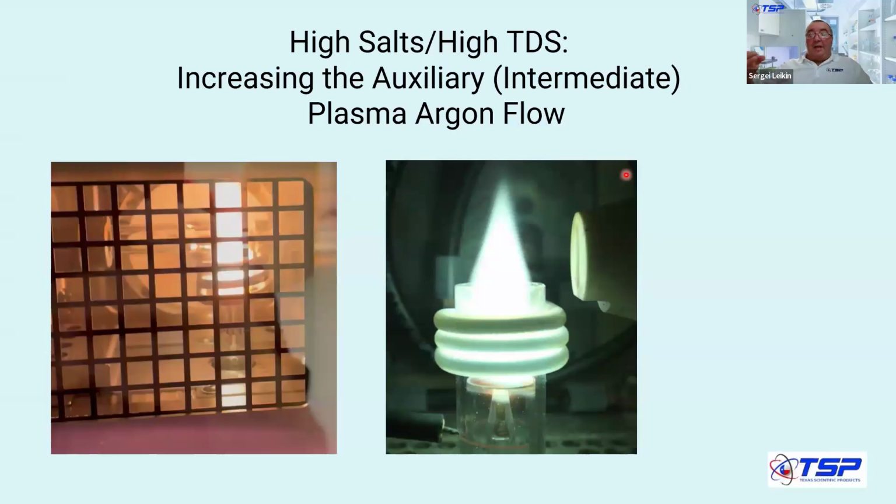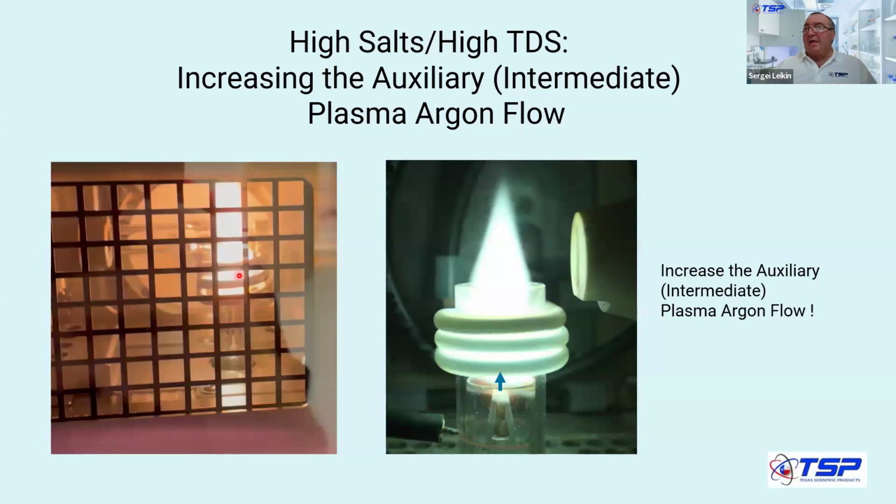The other thing, again using the analogy with organic samples, is that when you run something like that and it has a lot of salts, you need to increase the auxiliary flow. Otherwise, the salt is going to build up on your injector, similar to what carbon builds up when you run organics. So again, increase your auxiliary flow. Rule of thumb, going from regular non-TDS samples to high salt, about a factor of 2.